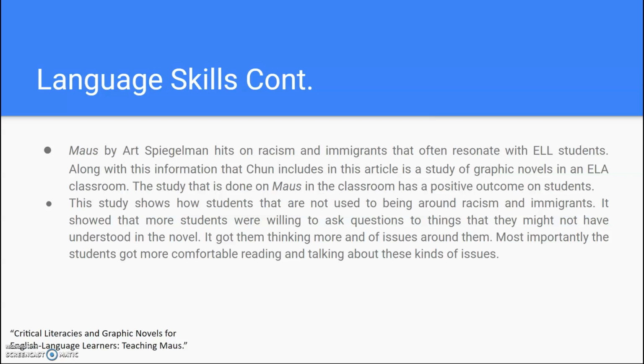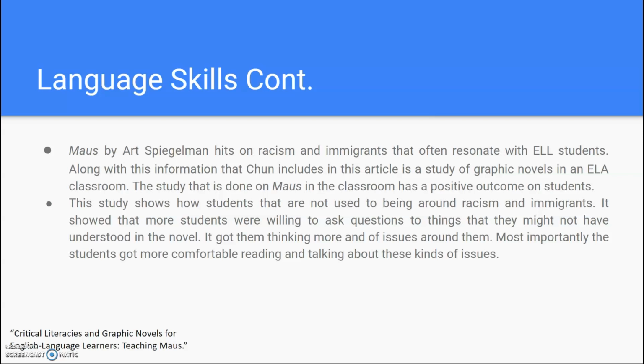showed that more students were willing to ask questions about things that they may not know or understand in the novel or just in general in life and the people around them, and it got them thinking more about issues around them. Most importantly, the students got more comfortable reading and talking about these kinds of issues.